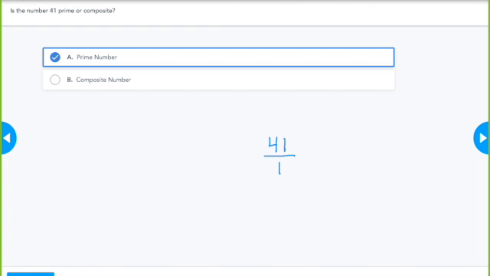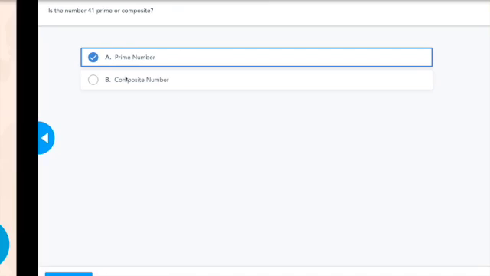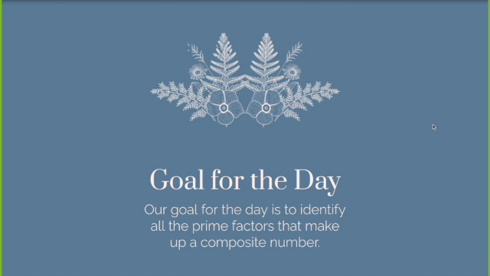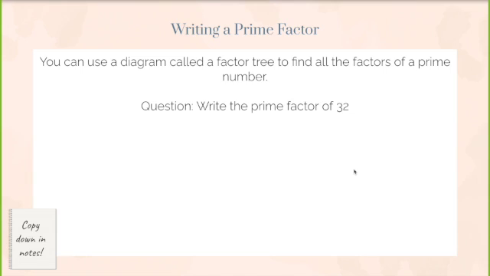Okay? Now, the reason why we need to know this vocabulary is for our goal for the day. The goal for today is to identify all the prime factors that could make up a composite number. So we want to look at all the different prime numbers, and if they were to multiply together to make this composite number, what would those prime factors be? The way that we can write out and identify all of the prime factors is by using a factor tree. The factor tree helps us to find all the prime numbers.